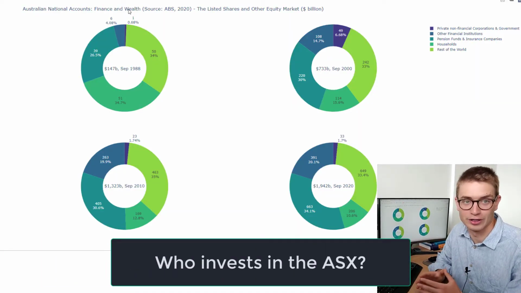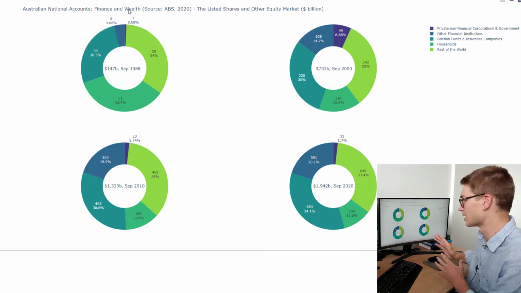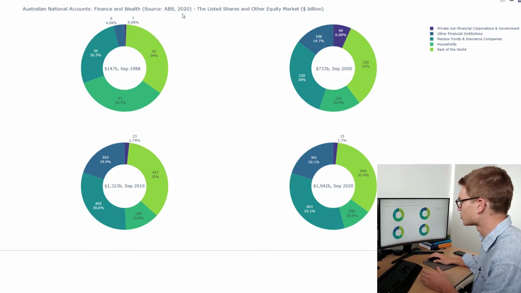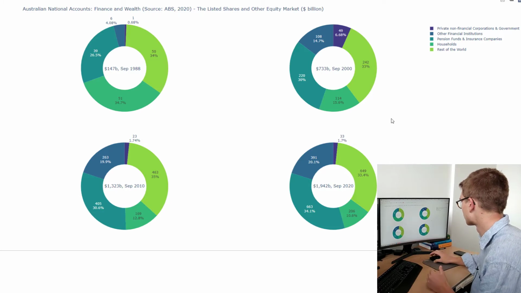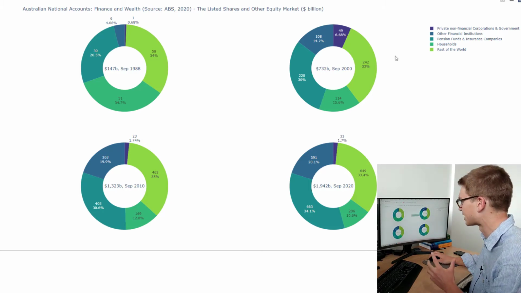So who owns the ASX and where is all this invested money coming from? So to understand this, let's jump in here and see what graph I've put together. So we have the Australian national accounts from the ABS with listed shares and other equity markets. We've got pie charts here from 1988 all the way through to 2020. So I've subsectioned the equity contribution by these 5 categories. So we have the rest of the world, households, you and me, pension funds and insurance companies, other financial institutions, and private non-financial corporations and governments.